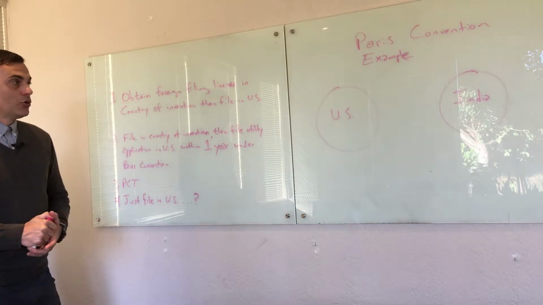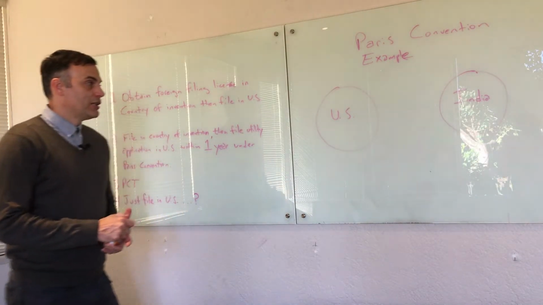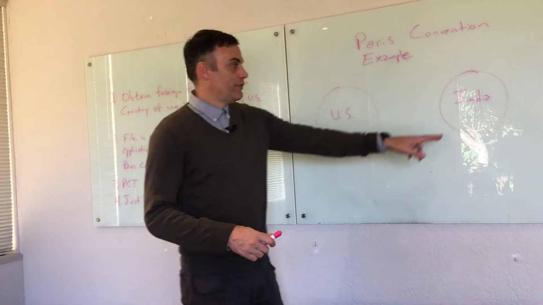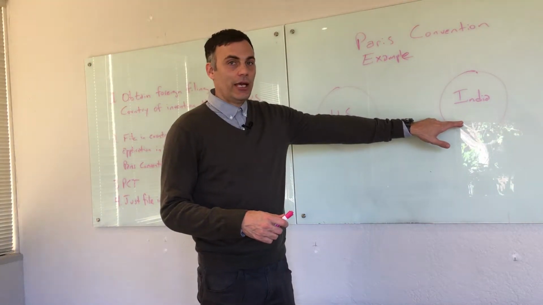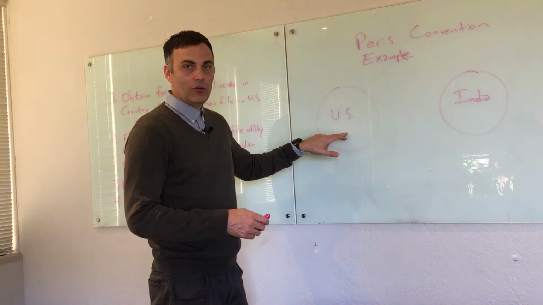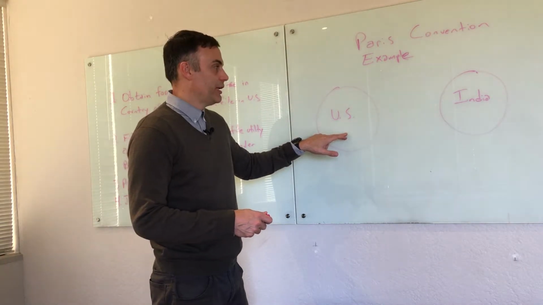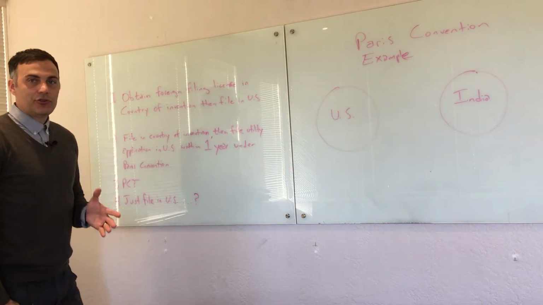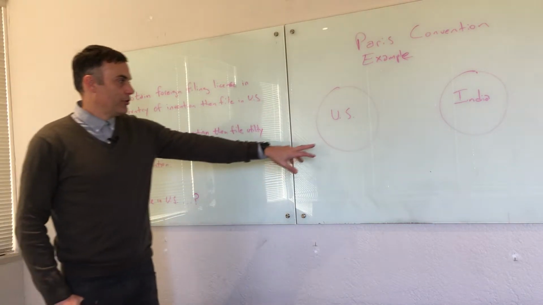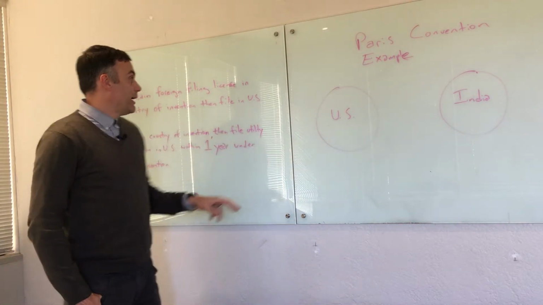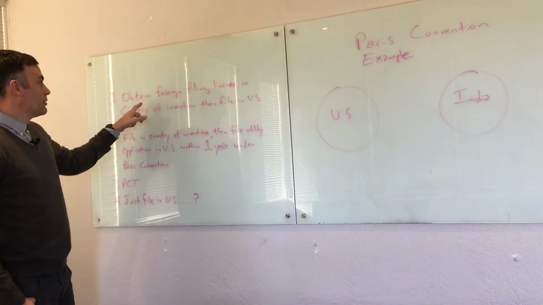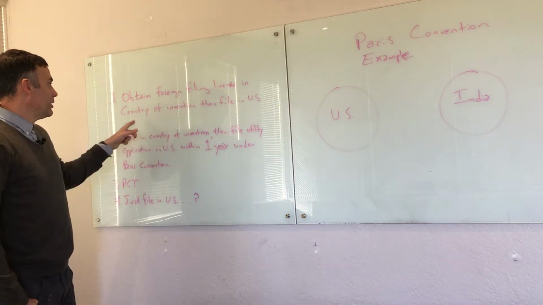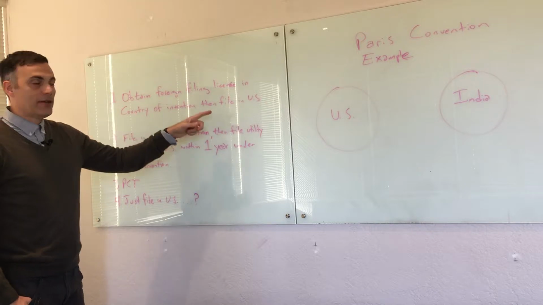So let's take the example where you have inventors in India, and the goal is to file IP in the United States. There are several options. The first option is to draft the patent application here in the United States, and then obtain a foreign filing license in the country of invention, then file in the United States.